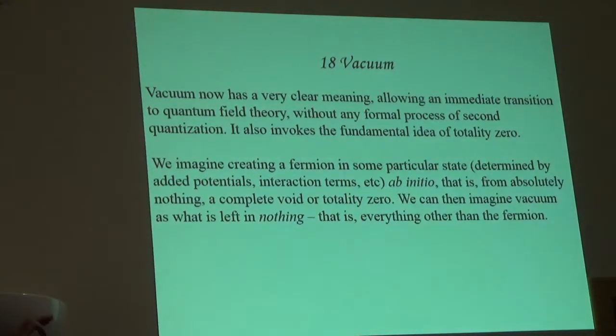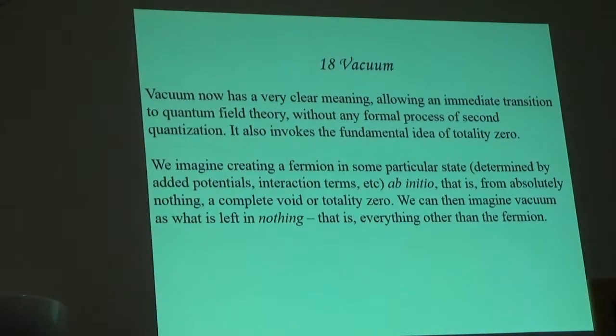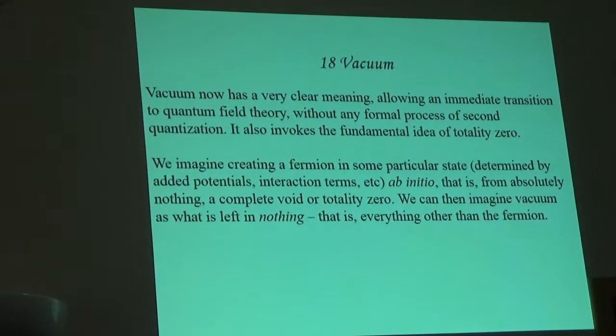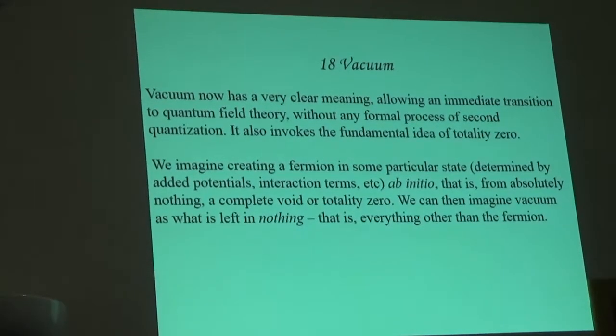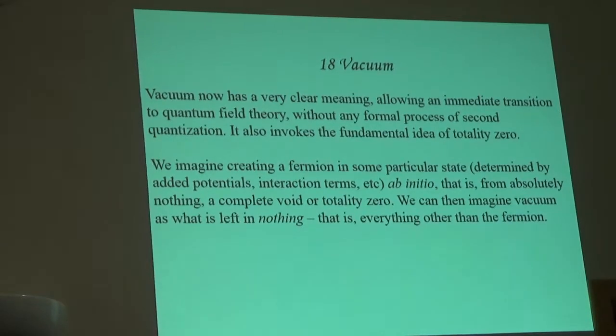Because you've got totality zero, let's imagine that we create a fermion in some particular state. It's got potentials, but we're not worried where those potentials come from. It's whatever state it's in. We create it out of nothing at all. Pluck it out of nothing. Well, then the hole in nothing left by the creation of the fermion is what we call vacuum. The vacuum isn't nothing. It's everything else. That hole in nothing, of course, is the rest of the universe, which allows the fermion to exist in that state. So the fermion sees the rest of the universe as its mirror image, cancelling itself out.